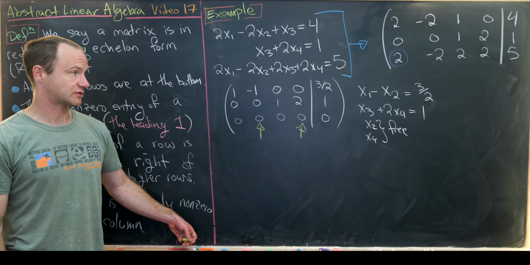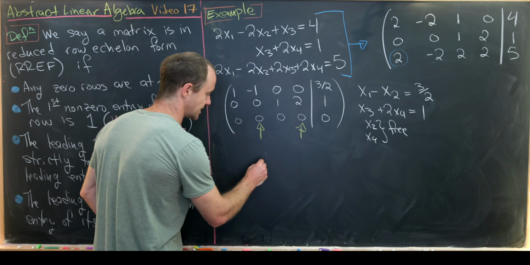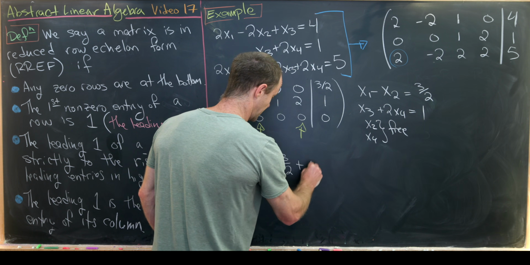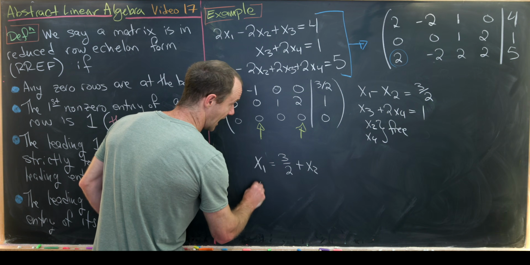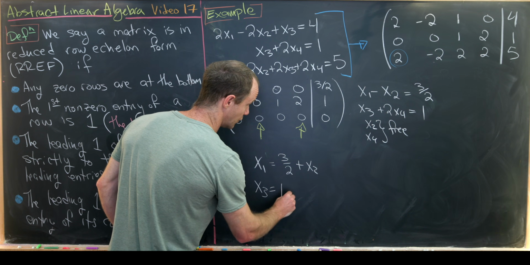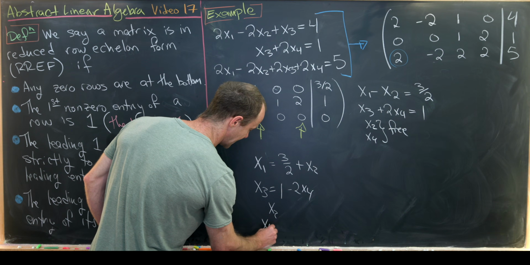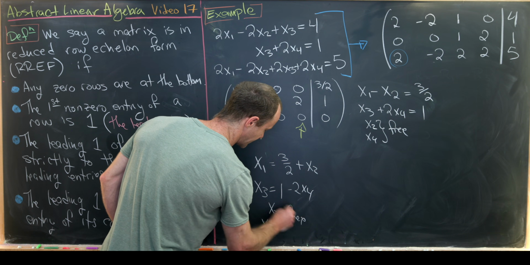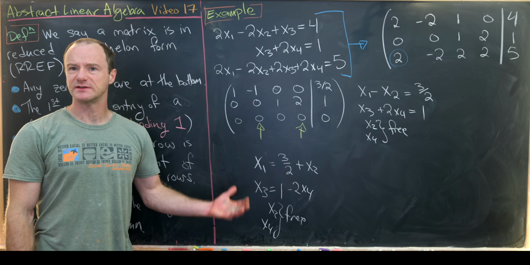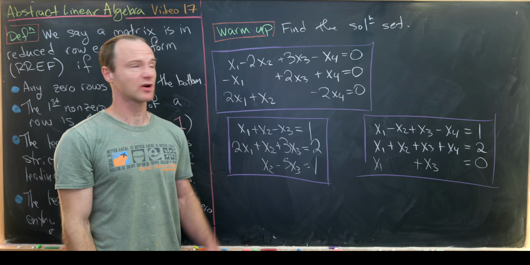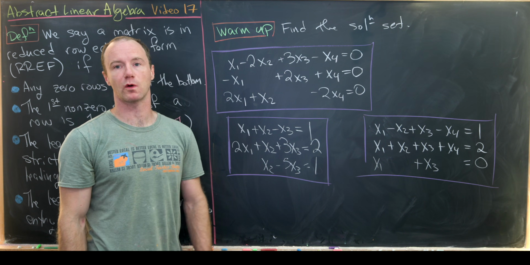So that allows us to write a parameterized solution here. x1 is equal to 3 over 2 plus x2. x3 is equal to 1 minus 2x4. And then x2 and x4 are free, like I said. Okay, so now I'll give you guys a couple of warm-up problems based on this stuff. So here are 3 kind of associated warm-up problems.